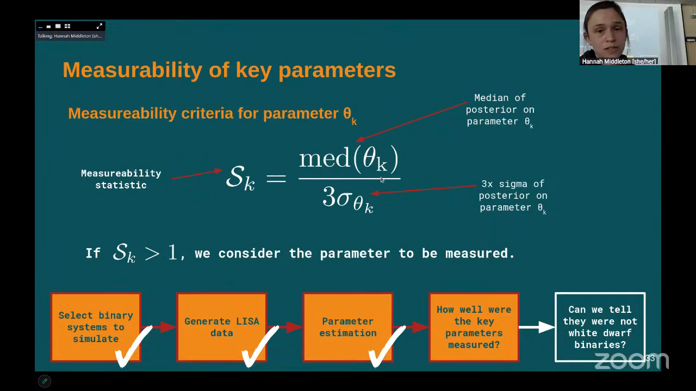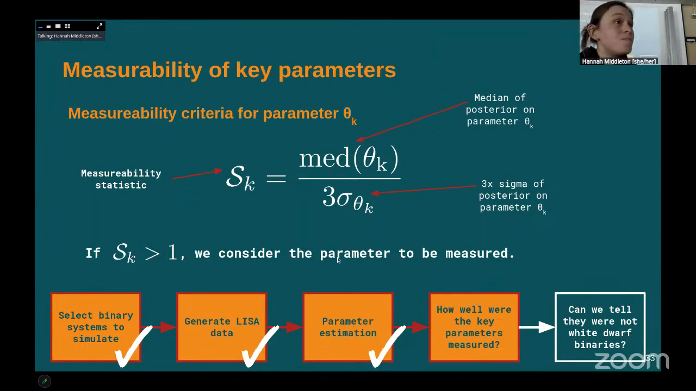So you could put the frequency derivatives in here, and then 3 times the sigma of the posterior on this parameter. And then we call this our measurability statistic. And if it's greater than 1, we say that it was measured.